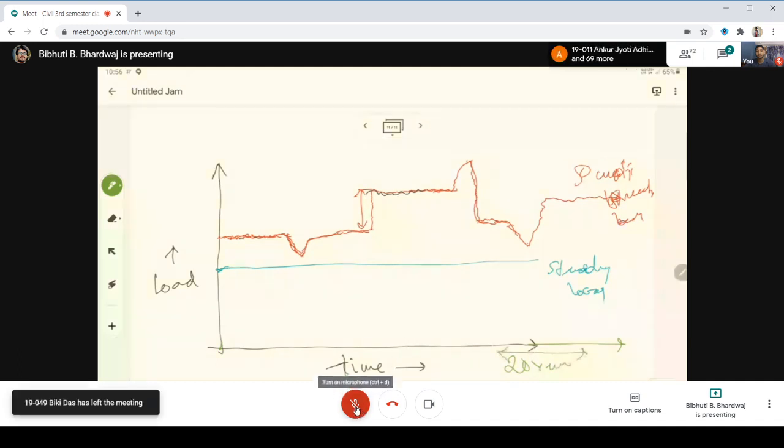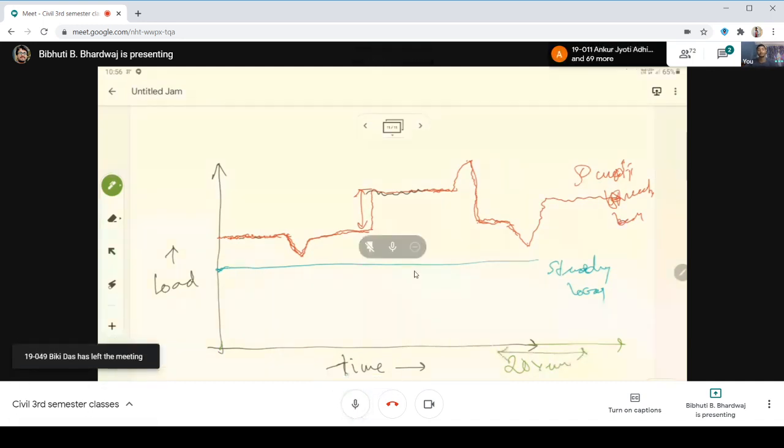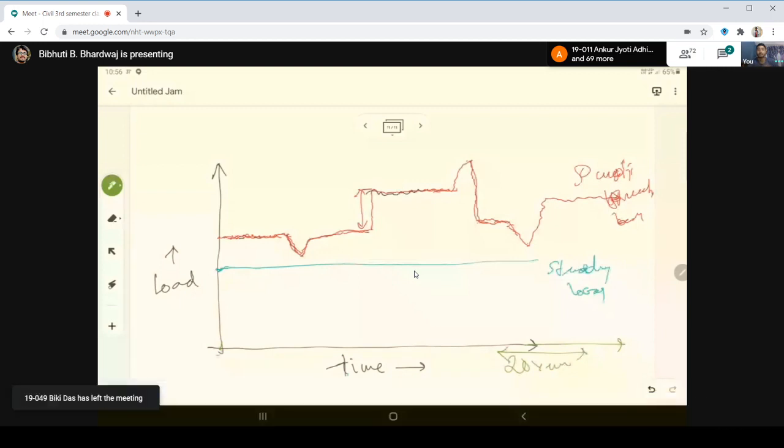From day one itself, there will be some furniture in the building, isn't it? It is not always like that. Sir, quasi steady load, steady load, the weight of the building would be negligible in the graph.